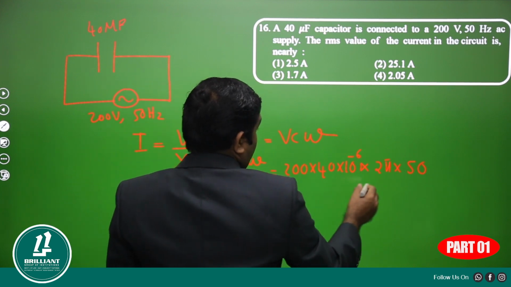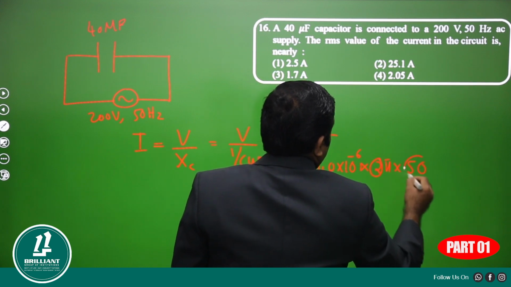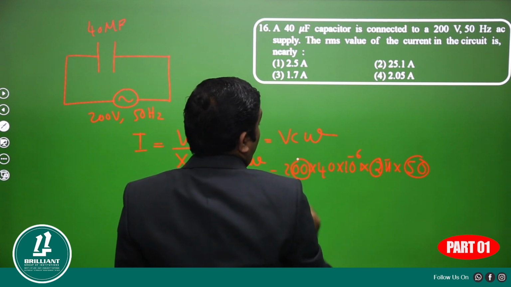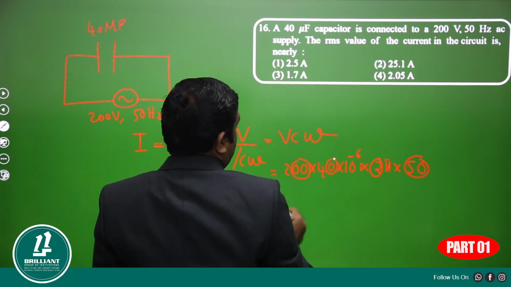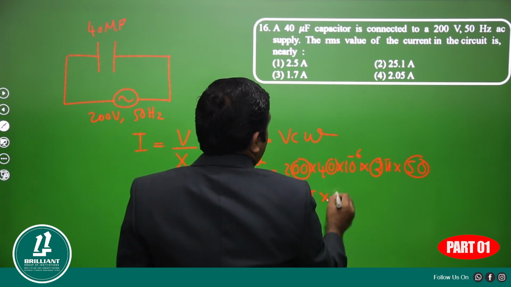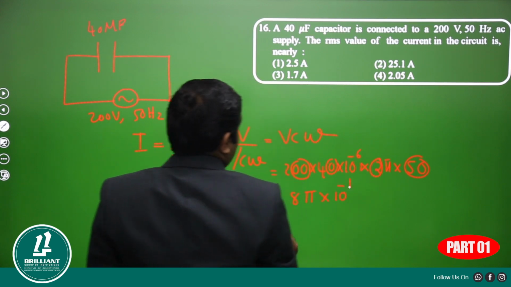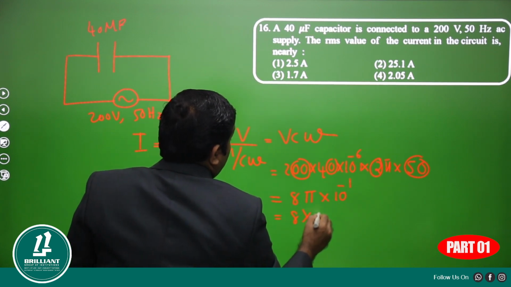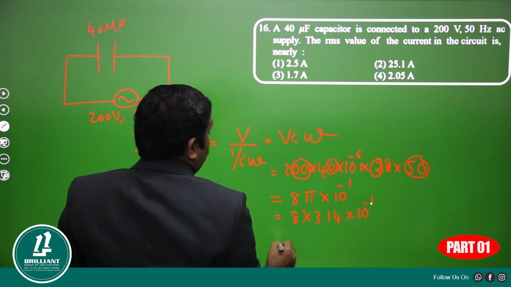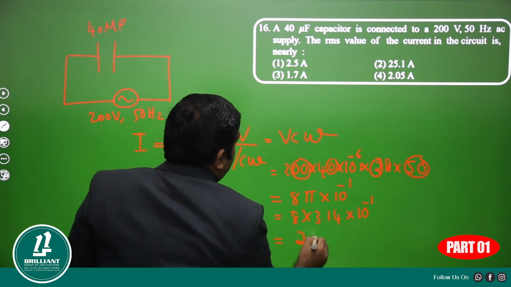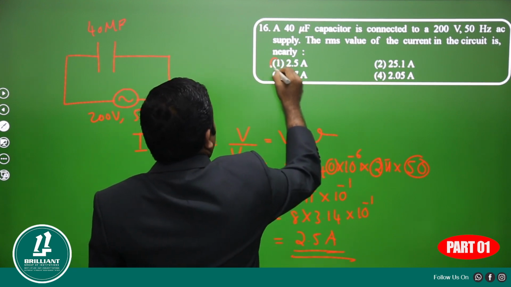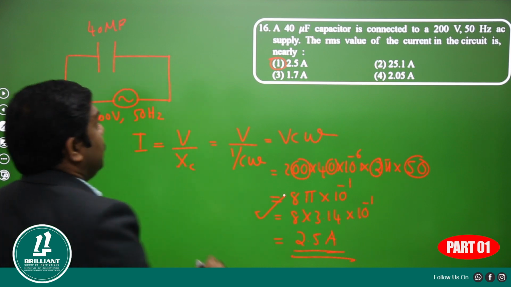So now, if you are considering 2 into 50 is 100. Then 100 into 10 raised to 4 becomes 10 raised to 5. Then the remaining is 8 pi, 5 minus 6, so minus 1. That is 8 into 3.14 into 10 raised to minus 1. So the answer will be 2.5 ampere. So option 1 is the right one, option 1 the right answer.